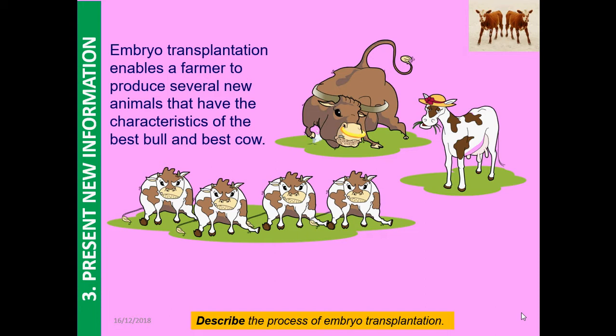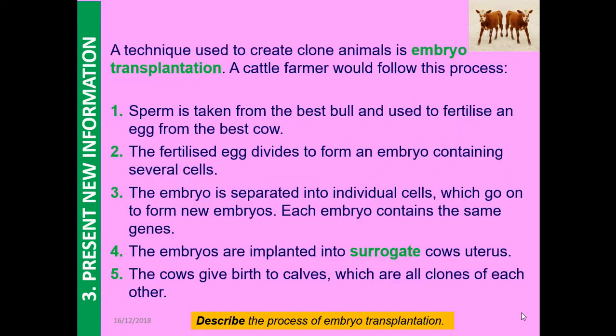Now, because we don't just want to have one offspring, we want to have several offspring at once, because we're a farmer, we're trying to make good profit, we can use IVF to create these embryos and have more than one. Okay, and the whole process is called embryo transplantation. Let's look at the steps.